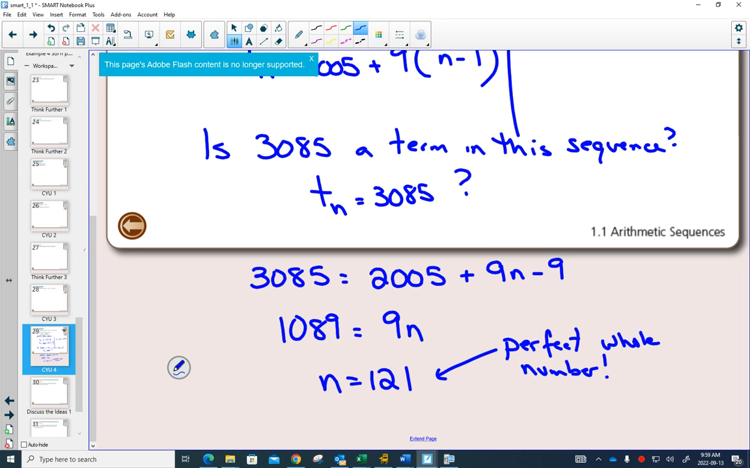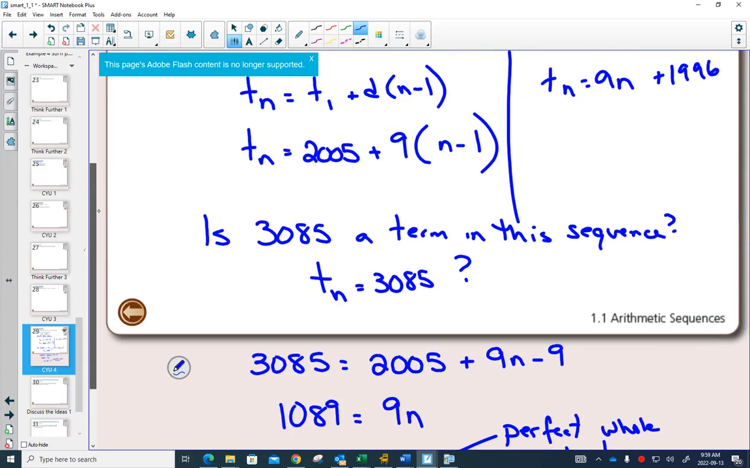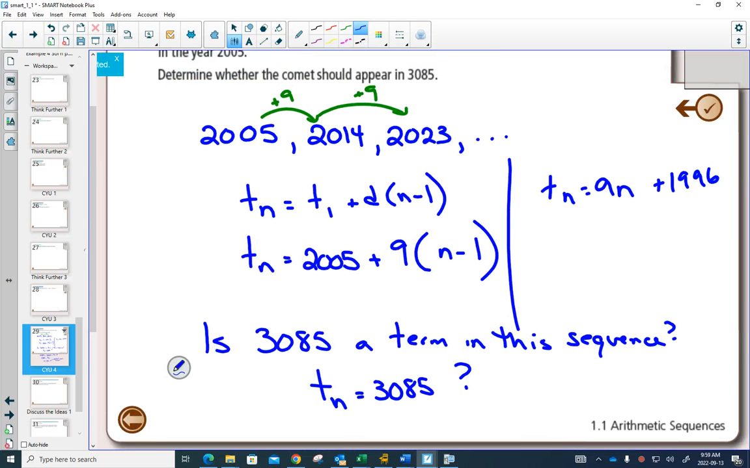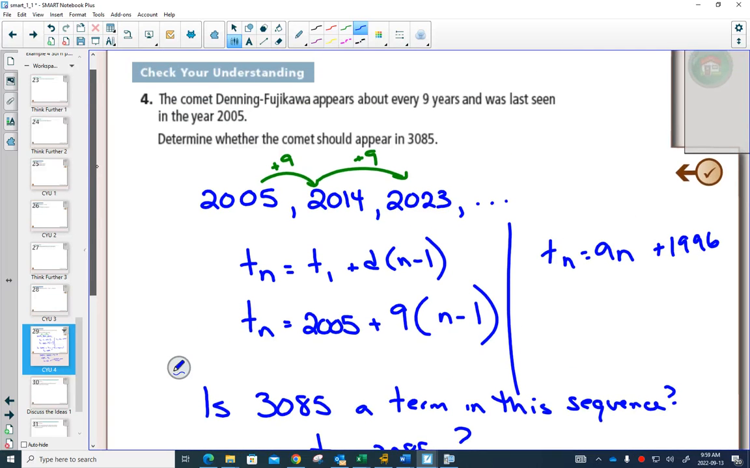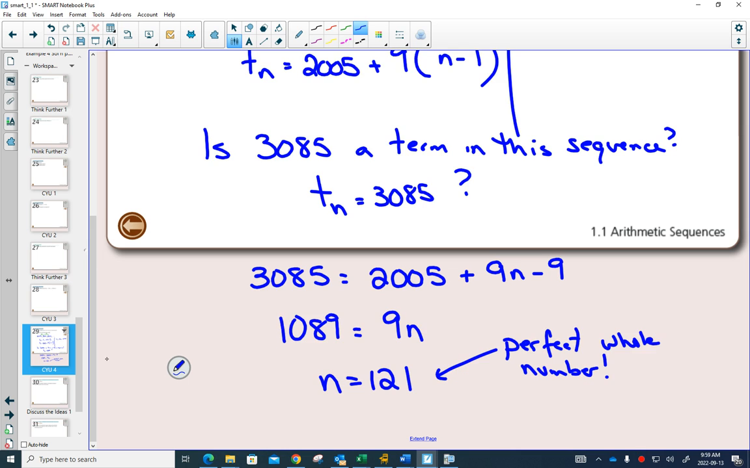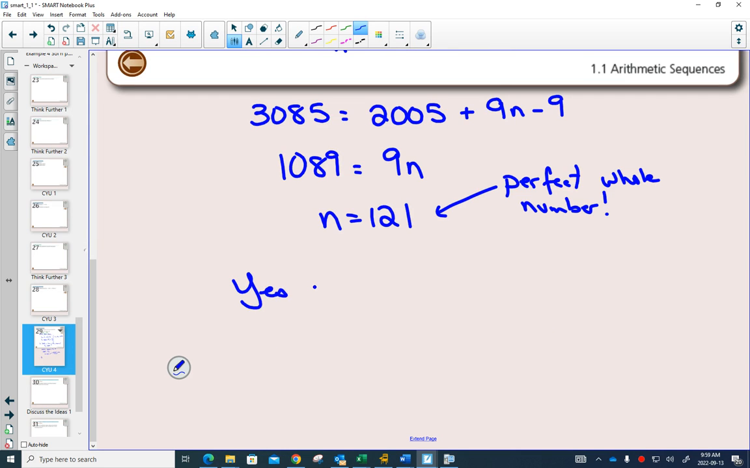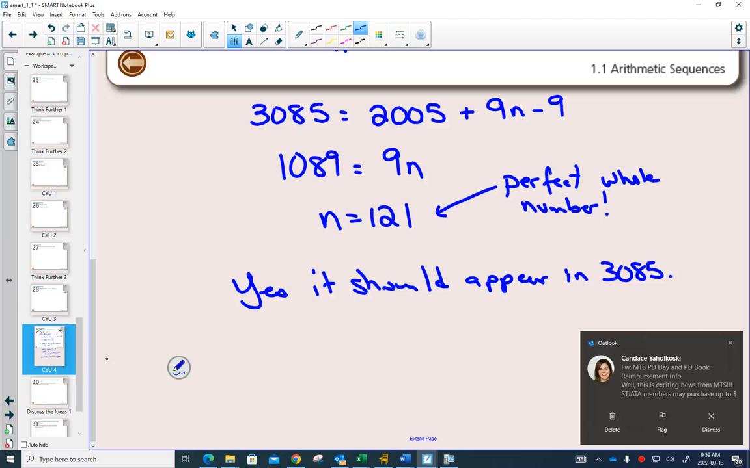So the question was, if we reread the question, this is a skill that you'll need for math class: determine whether the comet should appear. Yes, it should appear in 3085. If we got an answer that was a decimal, then we would say it doesn't fit perfectly with the sequence, and we would say that it shouldn't appear.